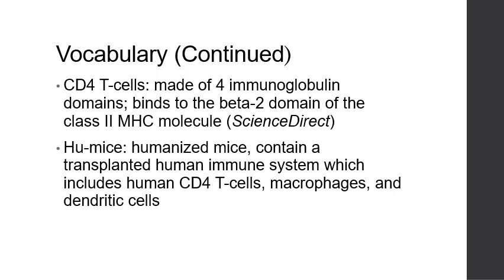Humanized mice, or humice, contain a transplanted human immune system. So they inject these mice with human CD4 T cells, macrophages, and dendritic cells. The reason why those 3 cells are included is because there is research supporting that these are the cells HIV attacks. And that is why there can be such severe neurologic symptoms associated with HIV and the subsequent AIDS infection, because macrophages and dendritic cells are important to the functioning of your neurosystem.